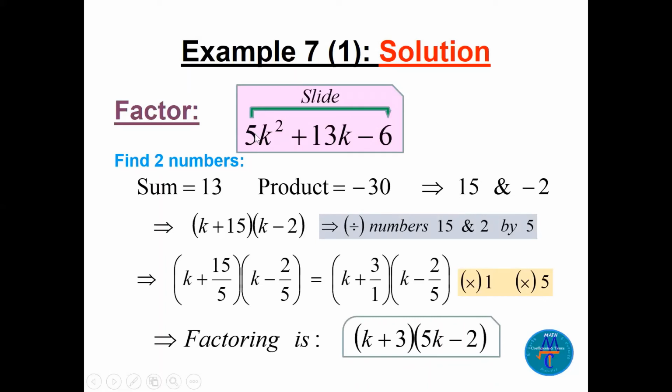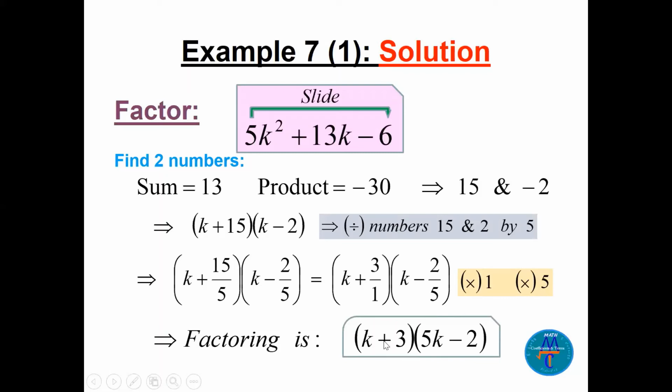Then what is the leading coefficient? 5. So I divide the numbers 15 and 2 by 5, like this: 15 over 5, 2 over 5. Then I simplify. 15 over 5, you divide by 5, get 3 over 1, leave the 1 there. k minus 2 over 5 is already simplified. So multiply the first one by 1 because of this denominator, and the second one by 5. So you get k plus 3, 5k minus 2.